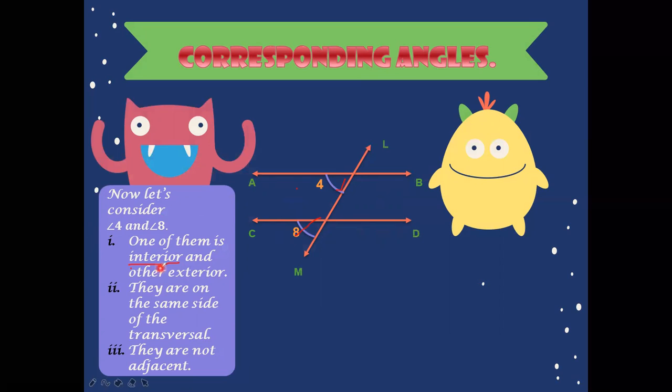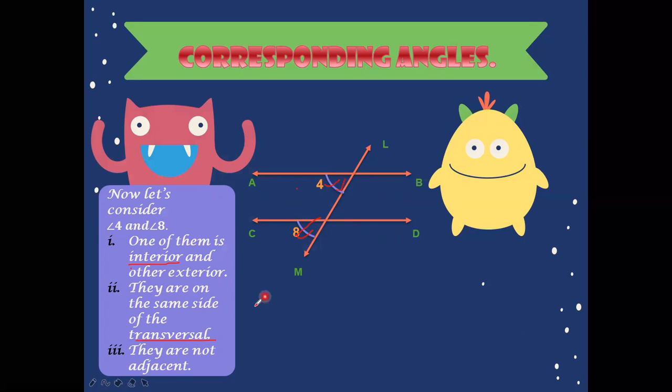The second condition is that they are on the same side of the transversal. This is the same side. Opposite side will be this one. So for corresponding angles, the first condition is that one will be interior and the other will be exterior. They should be on the same side of the transversal and they are not adjacent.